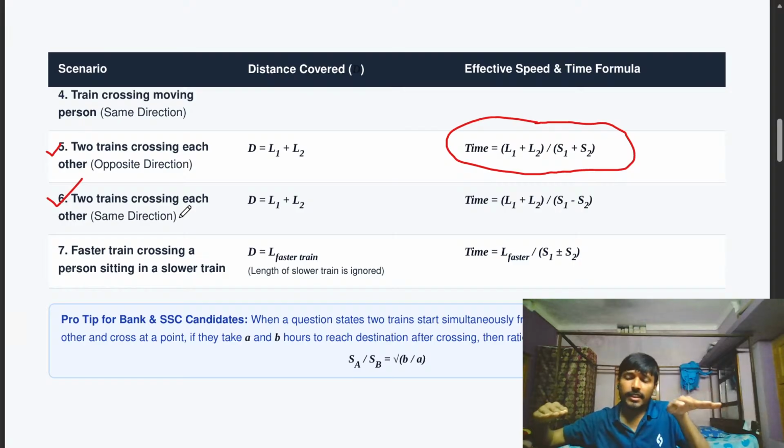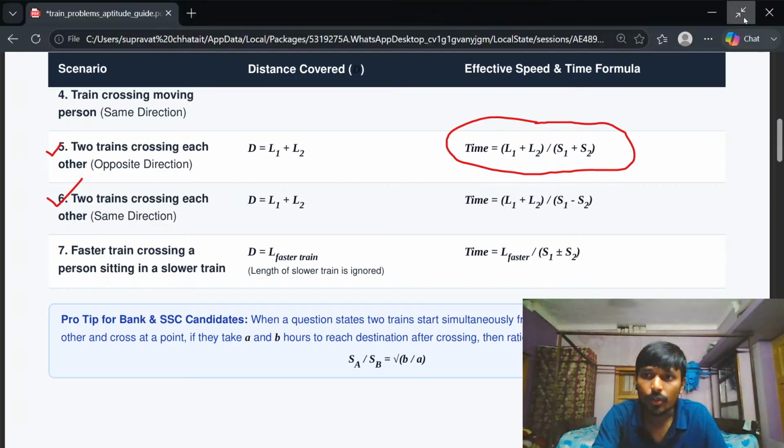In this case, distance covered is, excuse me, please hold on.